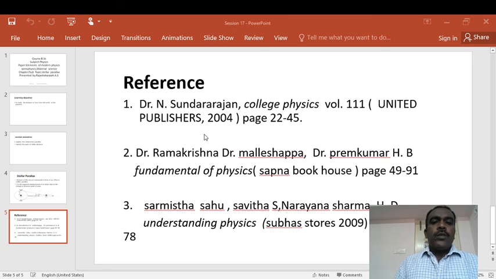I am taking the references: Dr. N. Sundarajan, College Physics, and Dr. Ramkrishna, Dr. Maleshappa, Dr. Prem Kumar HB, Fundamental Physics.